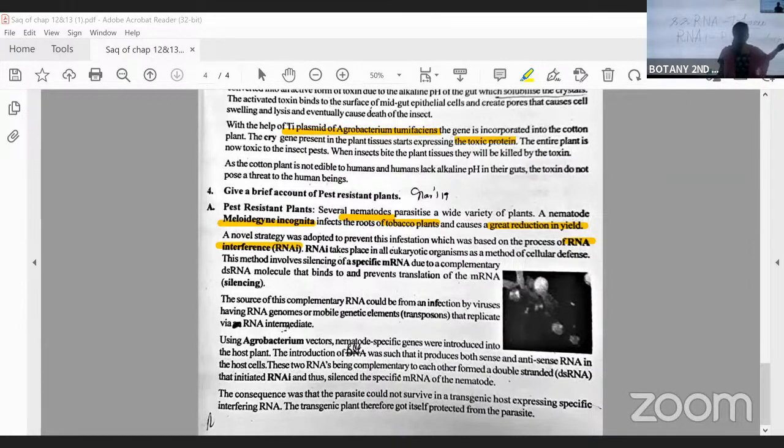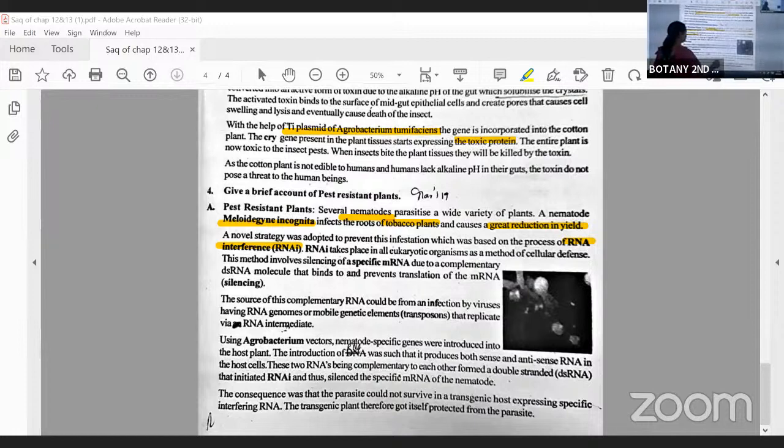So what happens with this RNA interference? If the RNA is single-stranded like this, it can make one more strand, a double strand. This is the RNA gene and this is the RNA. So it makes the double-stranded RNA. What it will do? It makes the RNA as the double-stranded RNA. How will it make it?